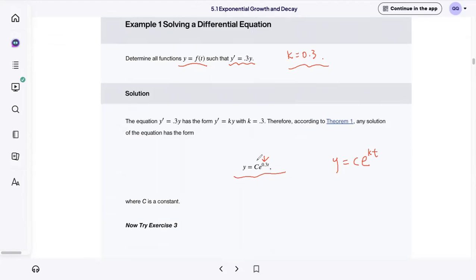In this case, we're not given any point or any other condition, so we have no way to find the c, so keep it as is. But we know c is just some number.